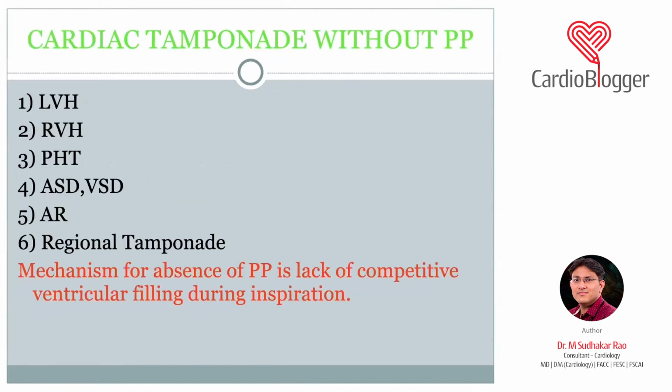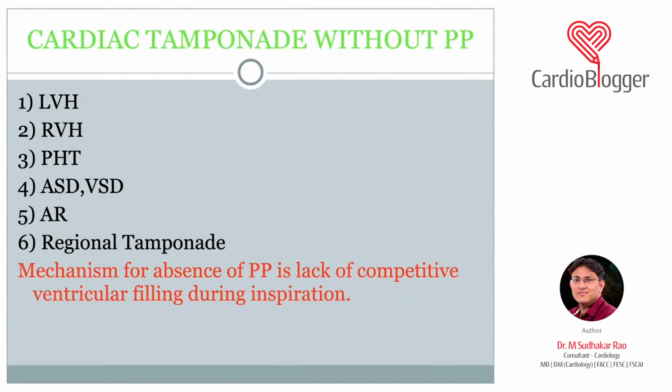Now, sometimes you may get a tamponade without a paradoxus. These are the few causes. I think if you know 1 or 2, it is important. Many times they may ask you for a gold medal, what are the causes of tamponade without paradoxus. In patients with severe left ventricular or right ventricular hypertrophy, in patients with a pulmonary hypertension which causes raised RA pressures, and in patients with atrial septal and ventricular septal defect or aortic regurgitation. So these are the causes where you get a tamponade without paradoxus.